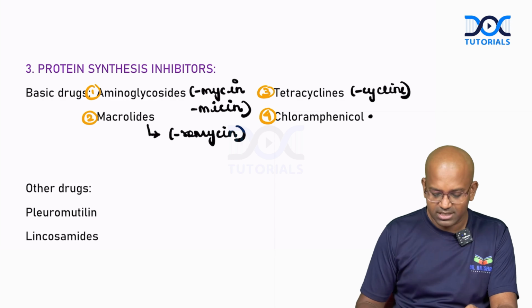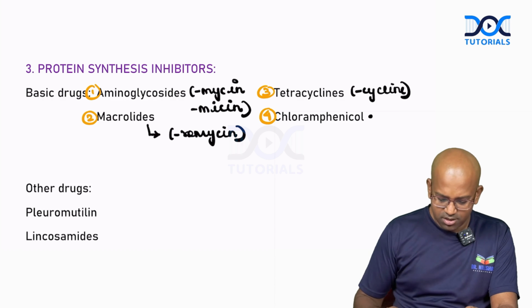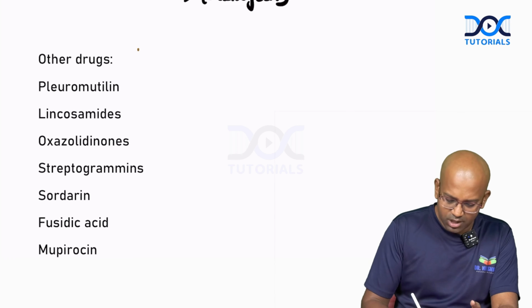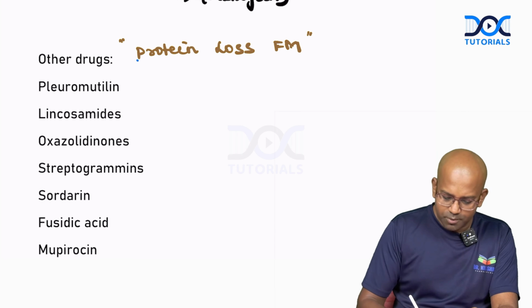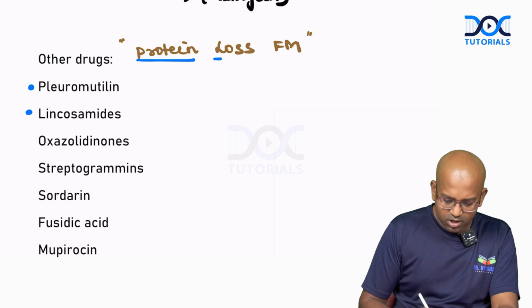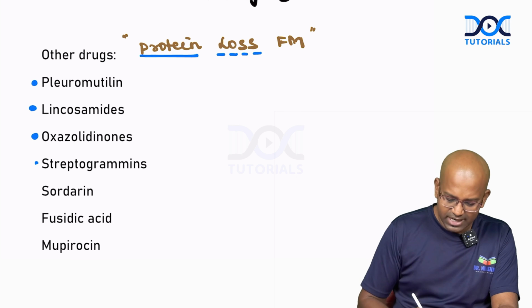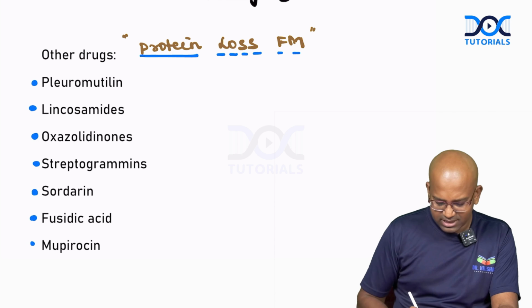Okay, these are the basic drugs, guys, which might inhibit the bacterial protein synthesis. Now let's look into the other drugs which might inhibit bacterial protein synthesis. This can be remembered again with the mnemonic: Protein loss FM is the mnemonic. So here, P for protein, example pleuromutilins. Loss: L is for lincosamides, O is for oxazolidinones, S is for streptogramins, S is for sordarins, and F and M, fusidic acid and mupirocin.